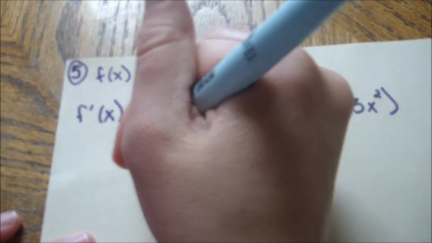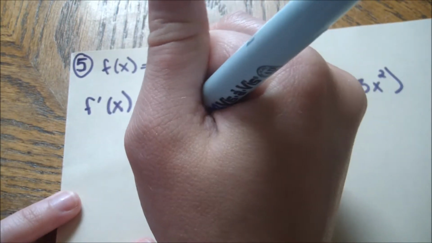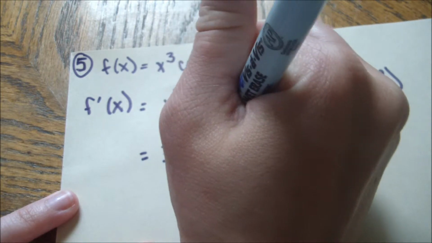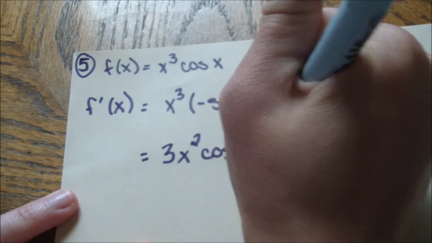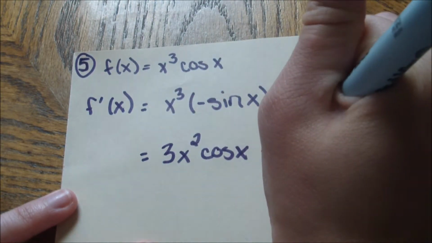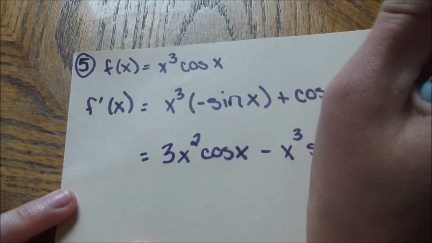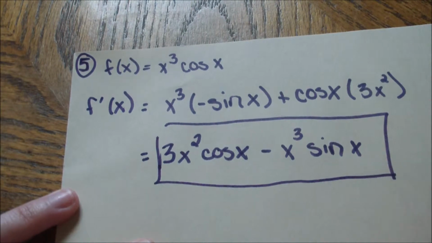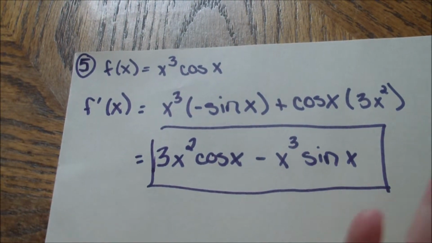And then that gives us, once you simplify it out, 3x squared cosine x minus x to the third sine x. And there's number 5.